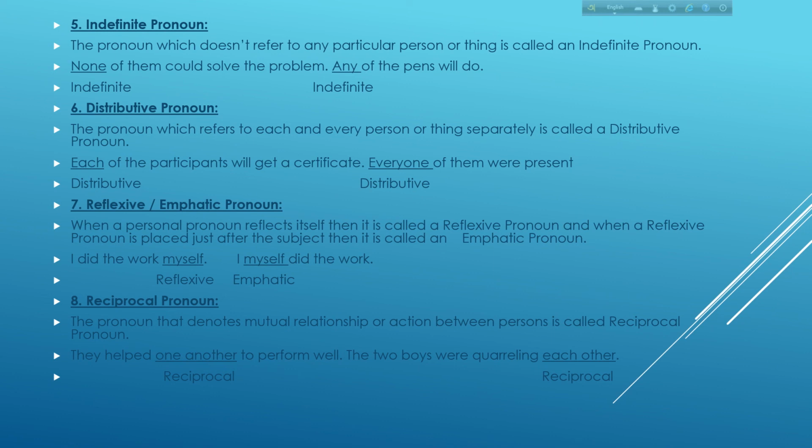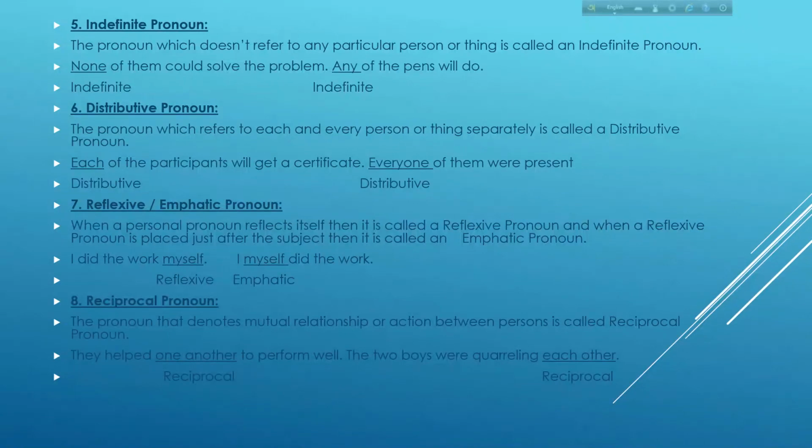Now, reflexive or emphatic pronoun. When a personal pronoun reflects itself, then it is called a reflexive pronoun, and when a reflexive pronoun is placed just after the subject, then it is called an emphatic pronoun. For example, I did the work myself. Here myself is reflexive, but if I say I myself did the work, here myself is emphatic, because this reflexive pronoun is placed just after the subject, so it gives emphasis. So it is an emphatic pronoun.